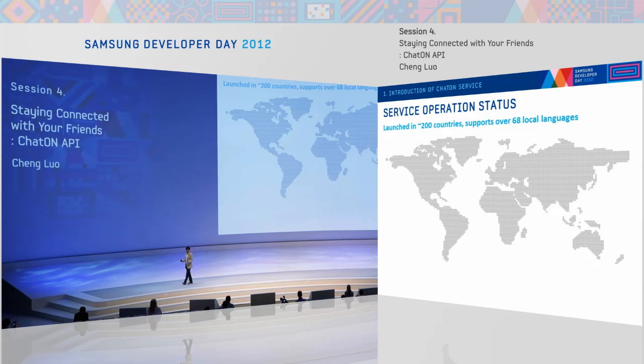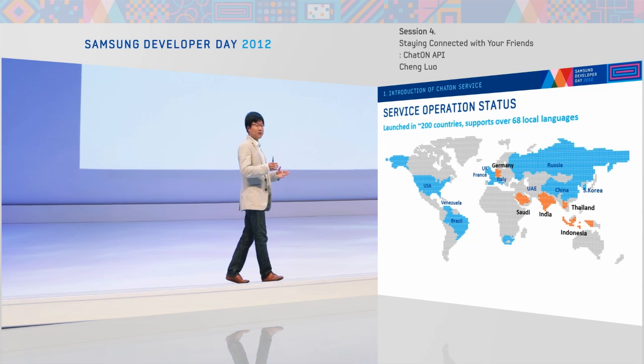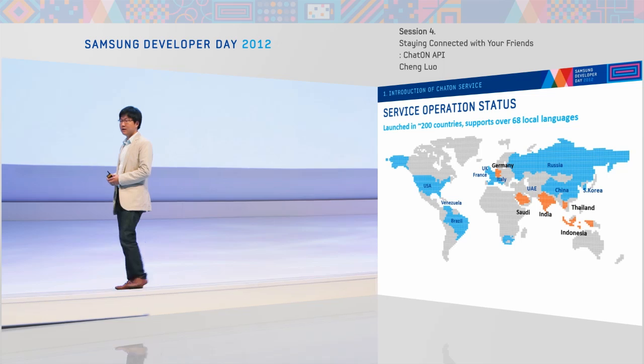Now let's talk about the service operation, how we deploy and promote this ChatON service. Because I think the video you watched was talking about 120 countries. That video is out of date now. So now we support over 200 countries, and we support over 68 local languages. And because this is an early stage for Samsung on the ChatON service, we need to expand the ChatON service strategically. So for those countries listed here, this is our initial expansion plan. And the countries highlighted in orange are the countries with the top number of ChatON users at the moment.